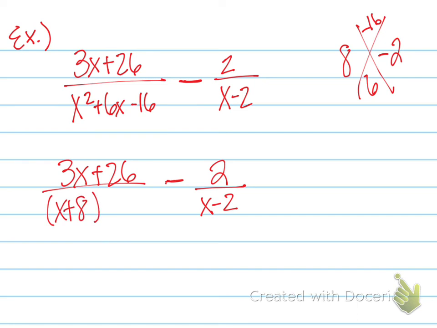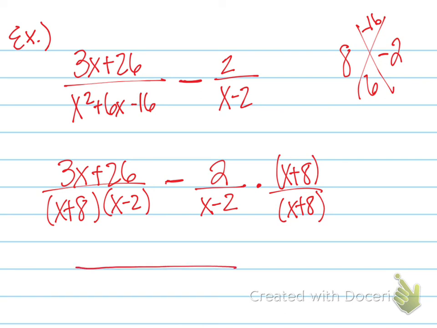So, we have an x plus 8 and an x minus 2. Now, determine the least common denominator. So, here's how you do this. Look at your denominator. Both sides have an x minus 2. But what is the right side missing that the left side has? Well, it's missing x plus 8. So, in order to make it the same, you must multiply by what you are missing on the top and the bottom. So now my denominator is the same.